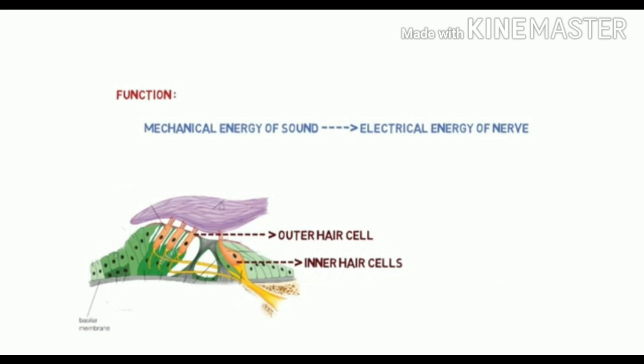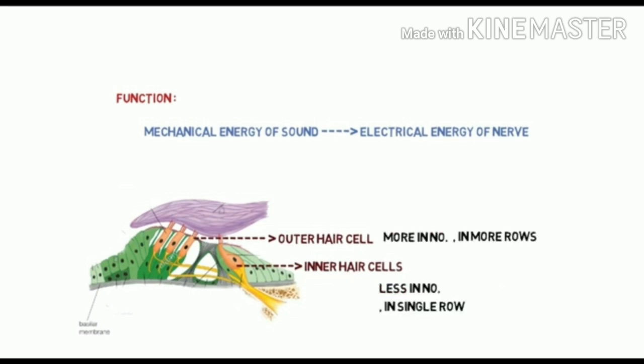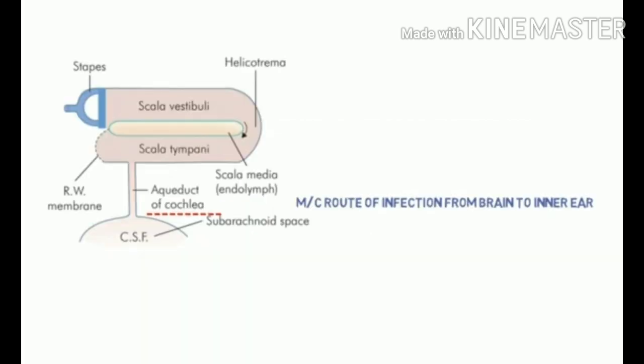Outer hair cells are more in number, whereas inner hair cells are less in number. Outer hair cells are present in more rows and inner hair cells are in a single row.